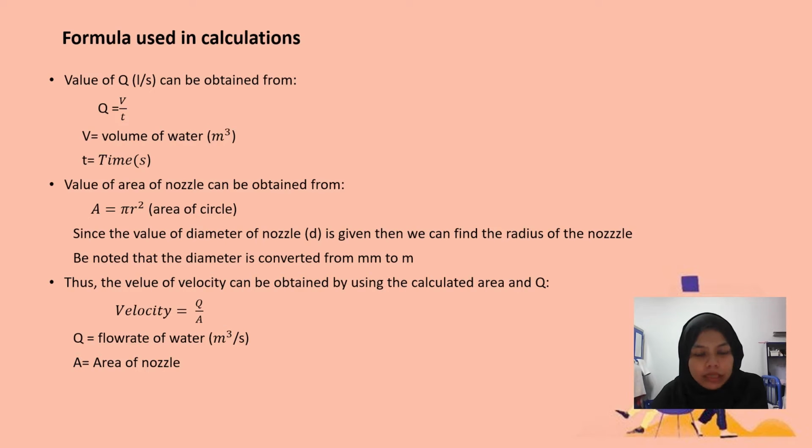Be noted that the diameter is converted from millimeters to meters to standardize all the units. With those two calculated, the value of velocity can be obtained using the calculated area and Q, with the formula velocity equals Q over A, where Q is the flow rate of water in cubic meters per second and A is the area of the nozzle in square meters.